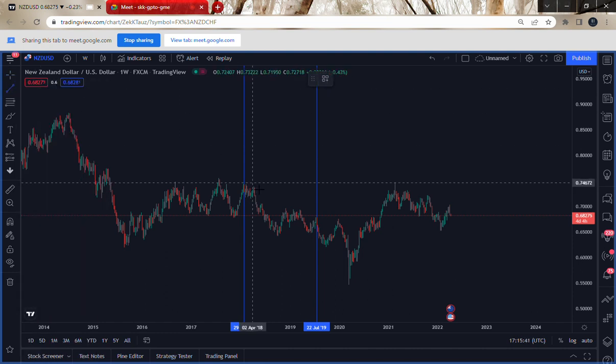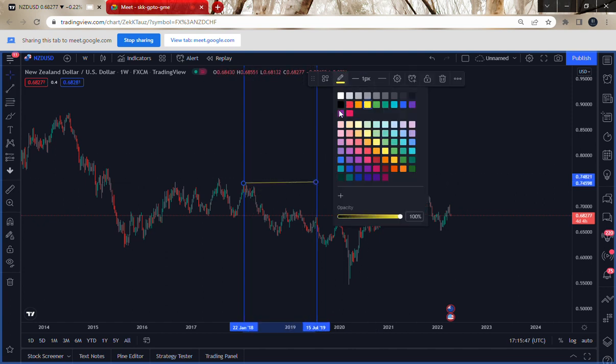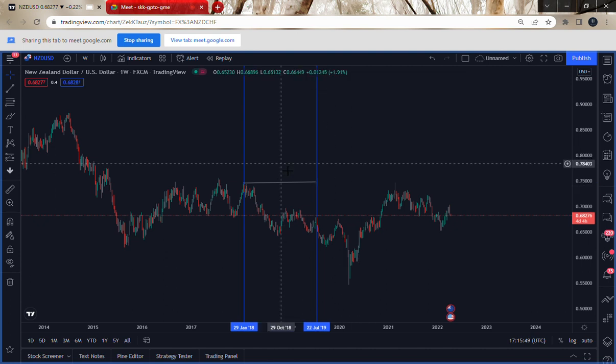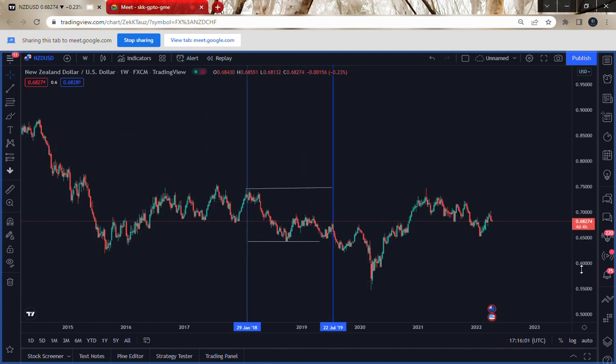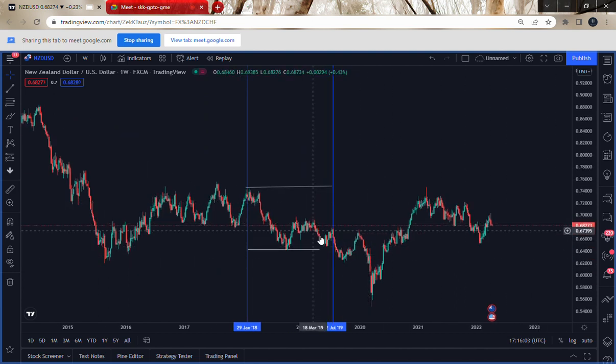Let me use this. So at this point in time, this was my highest high, and then from here this was my lowest low on the weekly. So what you can identify now is that we are trying to catch this move, this impulse. We had this impulse and then we had this correction.